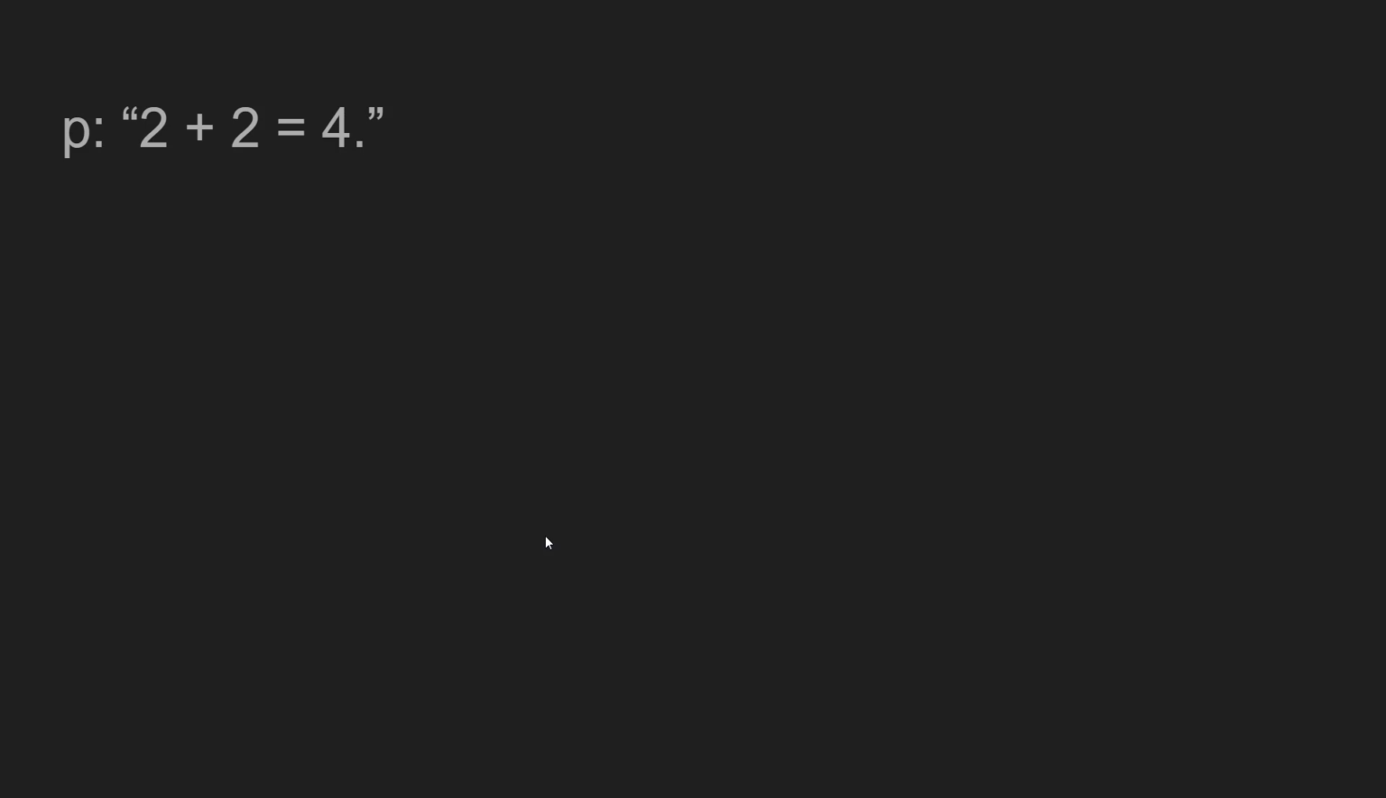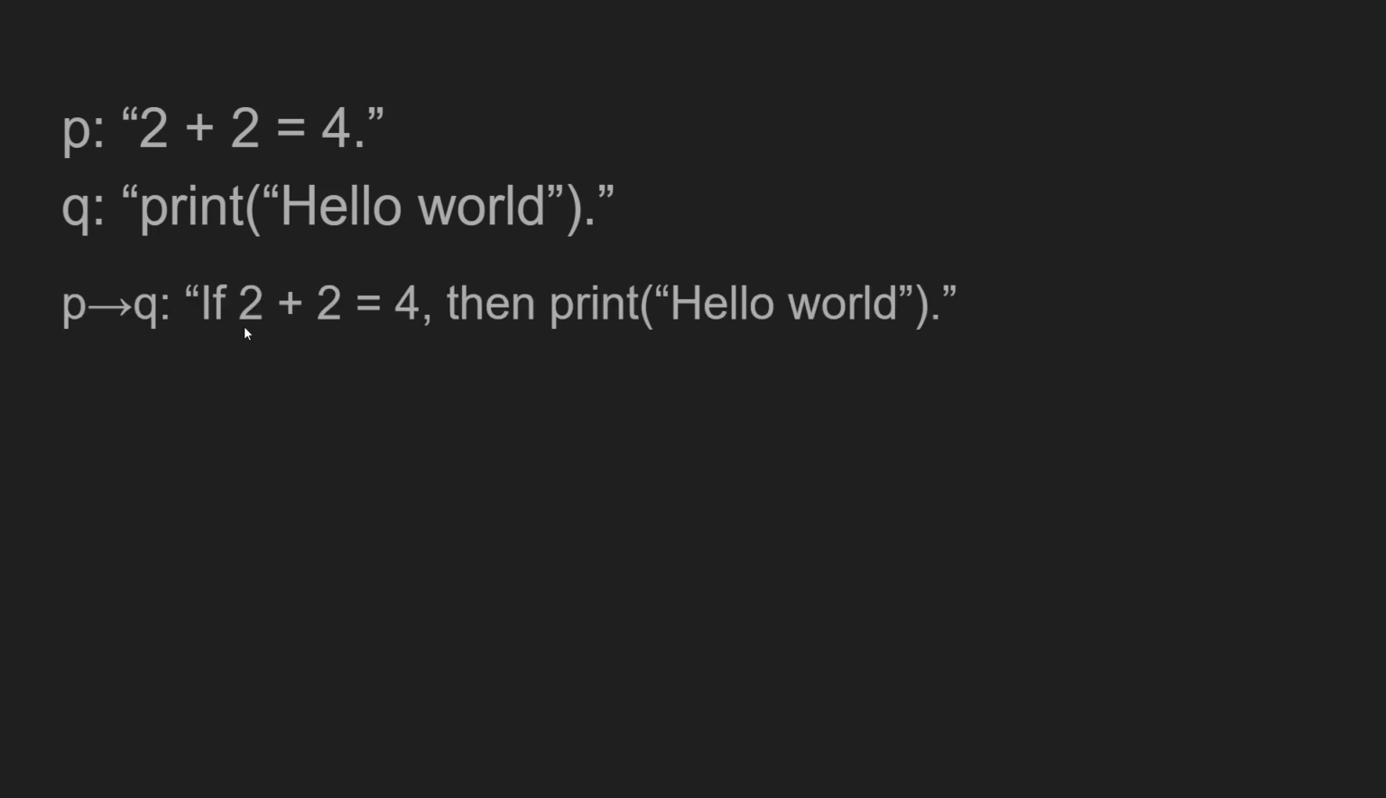Let P be 2 plus 2 equals 4, and Q be print hello world. I like to illustrate this like a programming language. The conditional statement is if 2 plus 2 equals 4, then print hello world. Let's see it like a programming language.